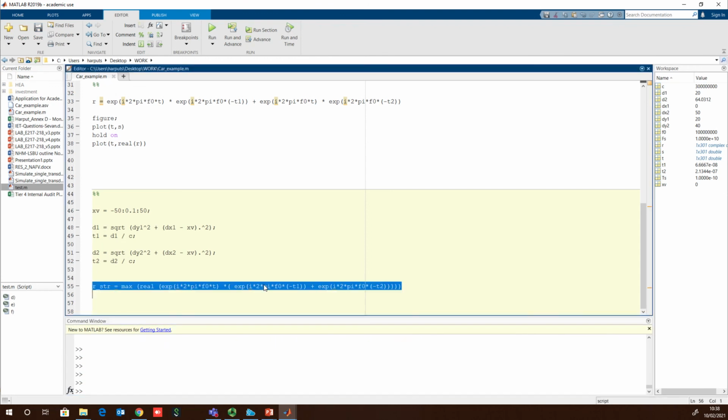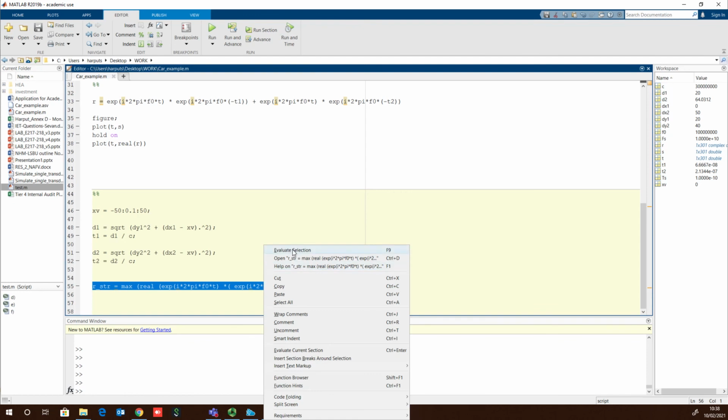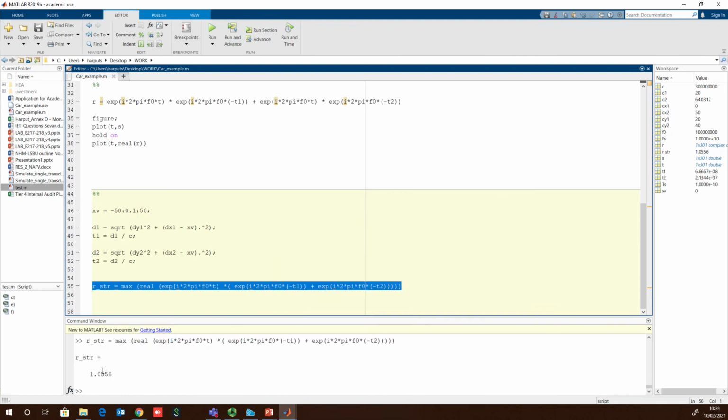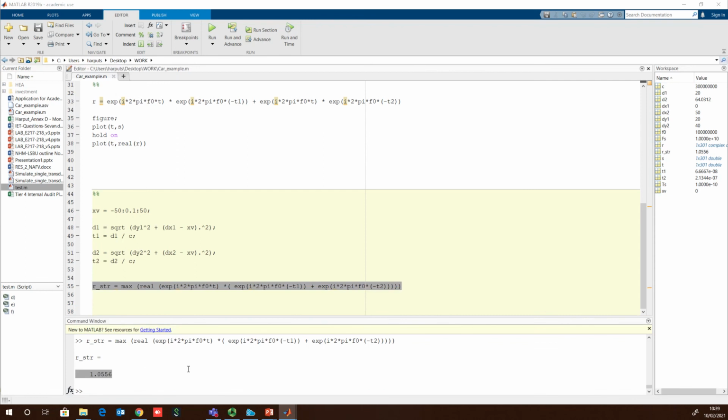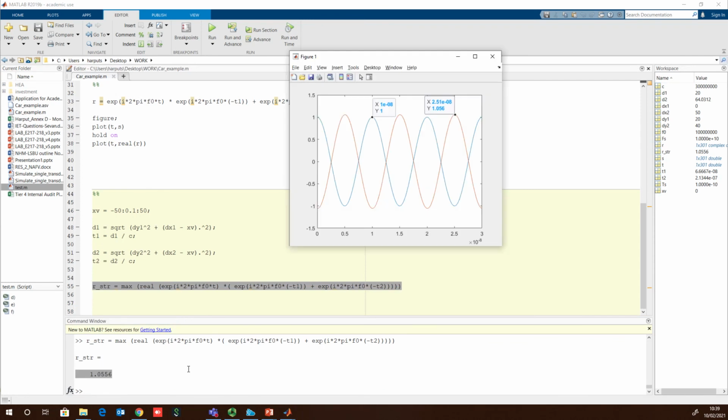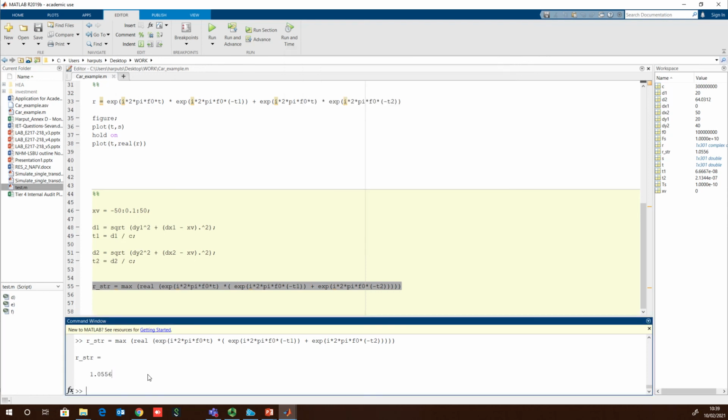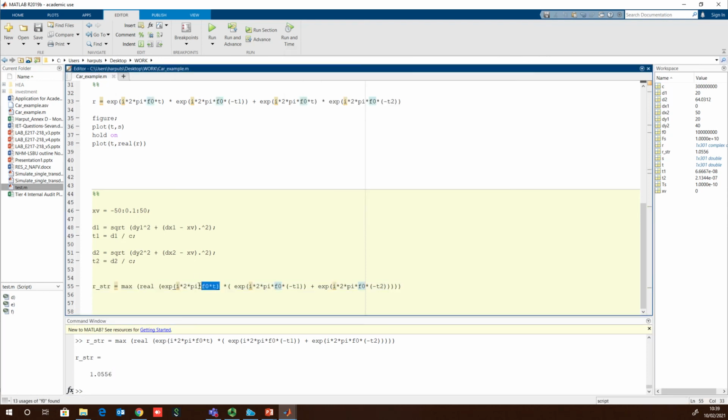Let's run it again. Evaluate selection. Do you see? Now this is exactly the same as the measurement I was making. It looks like 0.56, but probably here I do not have the resolution to show the whole number, but this is the number. And now let's look at this trick.